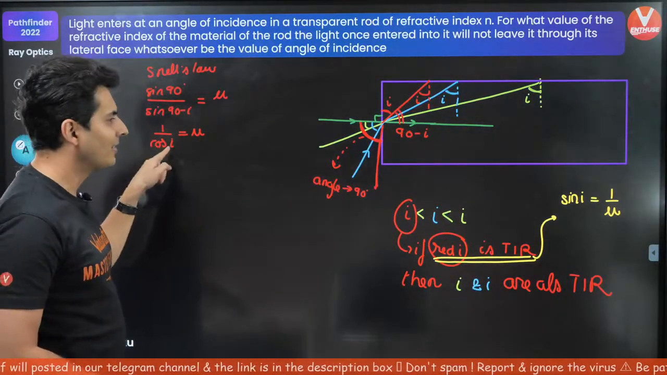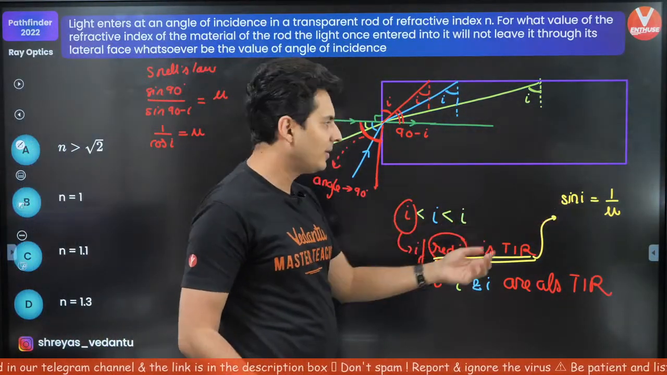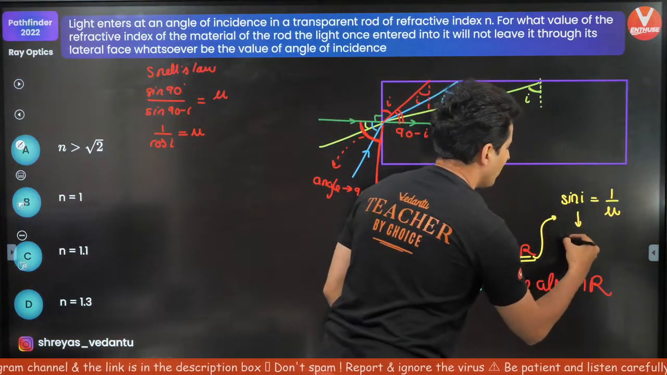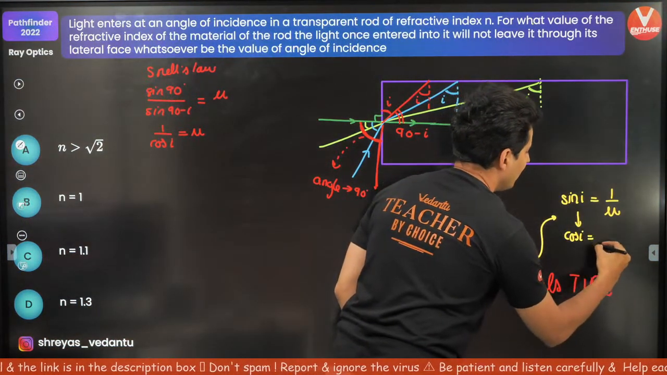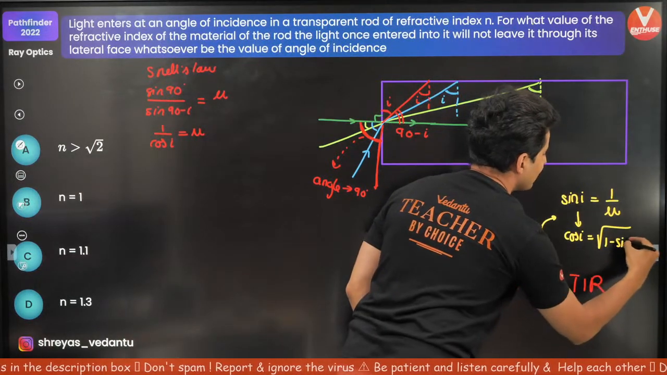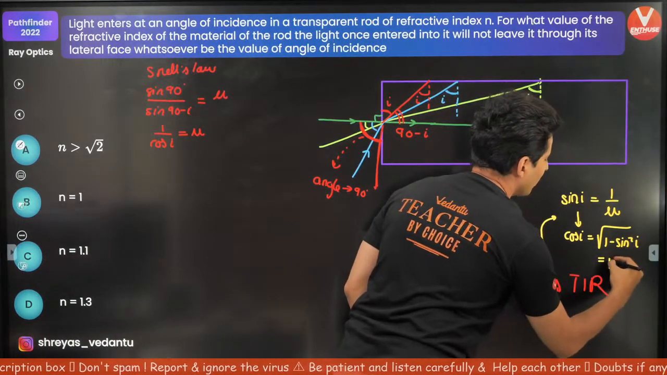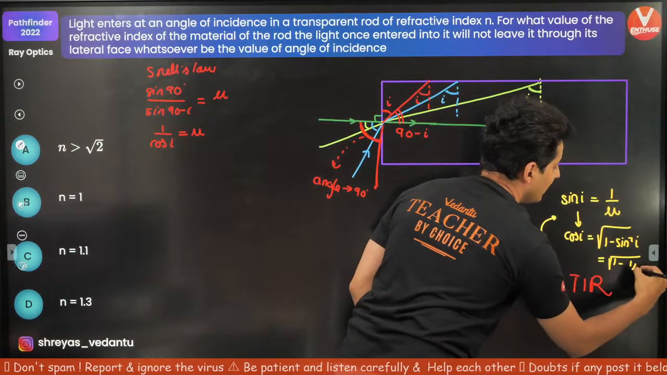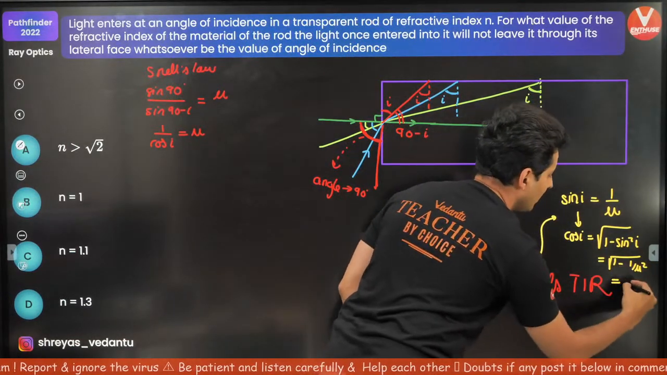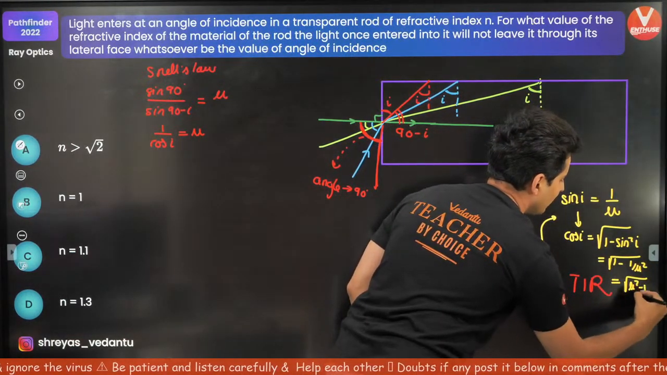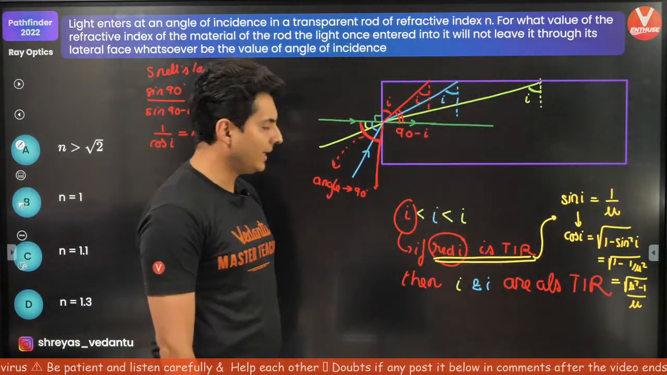Now if I know sine i, I can easily find cos i. That's what I need over here. How do I find cos i? Cos i is nothing but root of 1 minus sine square i, which is root over 1 minus 1 by mu square, which is root of mu square minus 1 divided by mu. Correct? That's what I'll get.